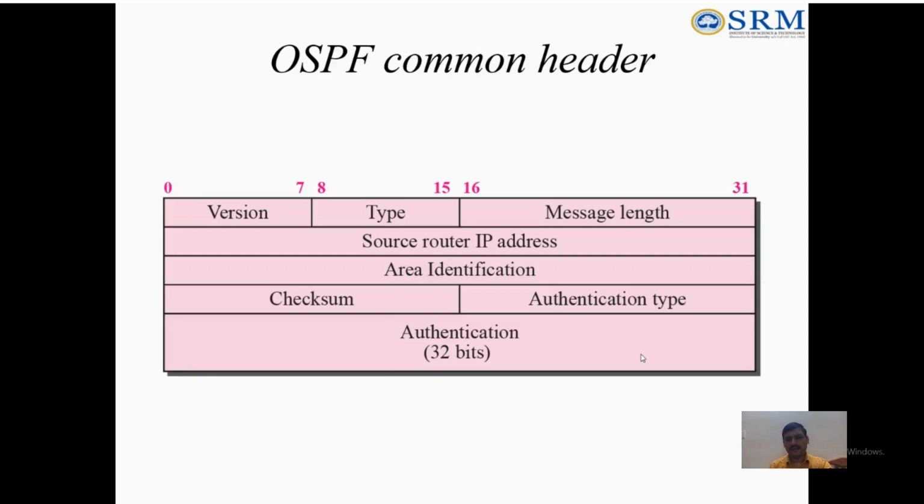OSPF common header. This is the header format of OSPF. It has the version, the type, message length, source router IP address, area identification, checksum, authentication type, and authentication. So this is a 32-bit common header format.